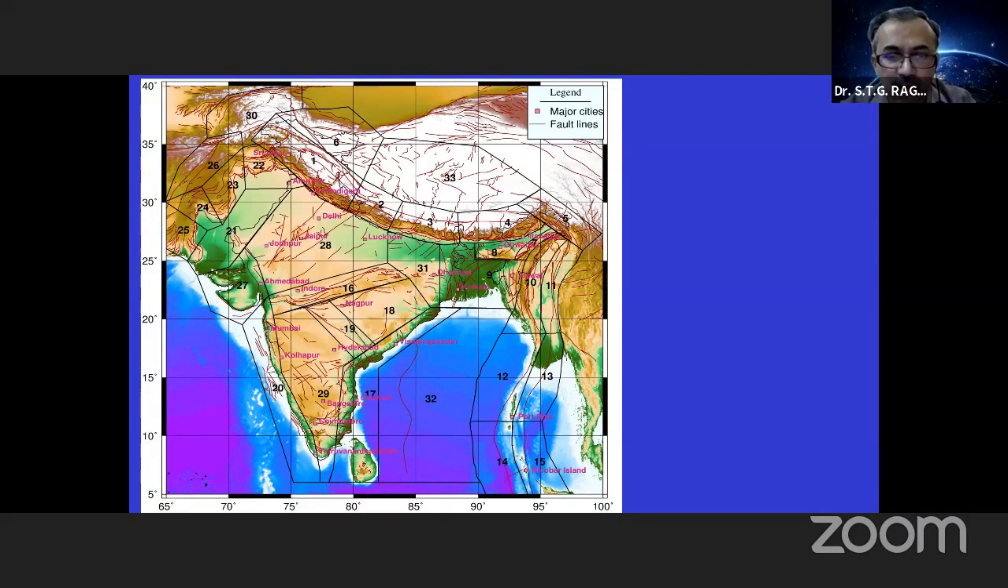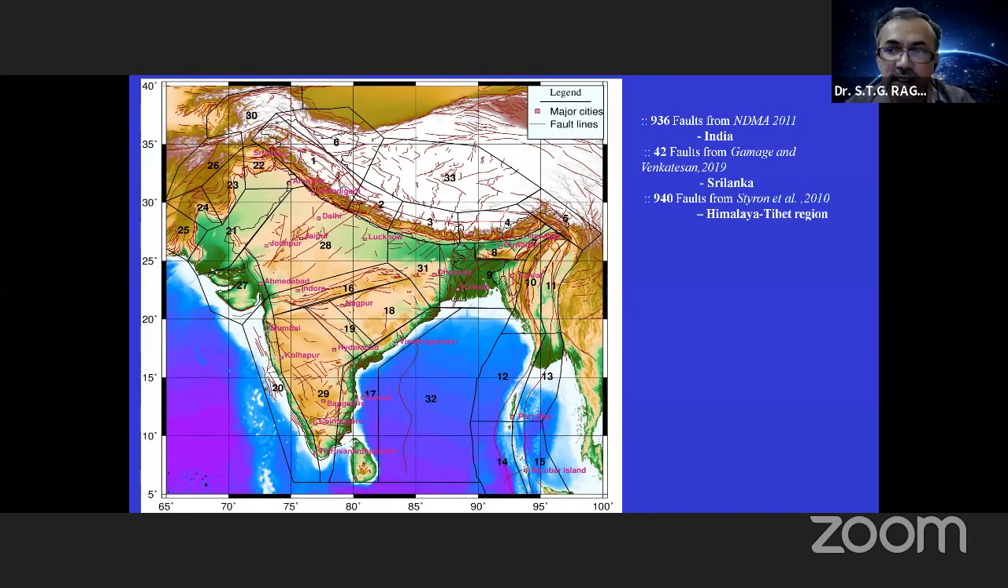So the first step is identification of all these potential sources. We have identified all the faults in our country. They are available in several reports and from our official Geological Survey of India. They have given this map also. It appears that around 936 faults are there in our country. If we include the faults from Tibet and other sources also, it turns out to be a total of 940 faults which can produce earthquakes and cause damage in our country.